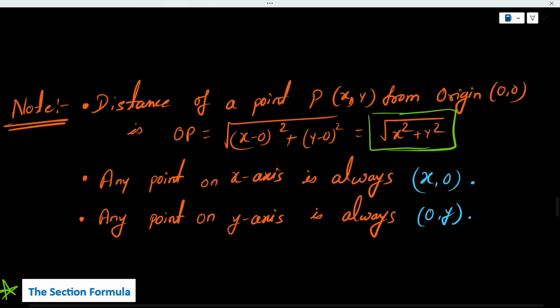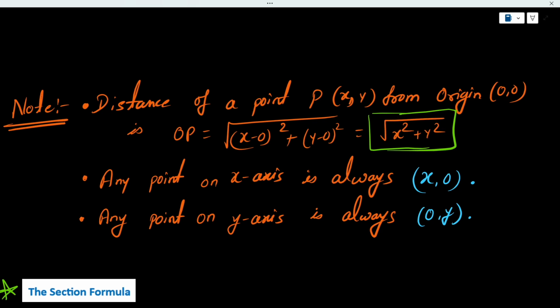Now after that, you need to remember, if you are finding the distance of any point from the origin, the origin is fixed, which is 0 comma 0, right? So your x1 and y1 coordinates will become 0, and you can directly use this formula. So it's the square root of the x coordinate squared plus the y coordinate squared of that point. You can get the distance from the origin.